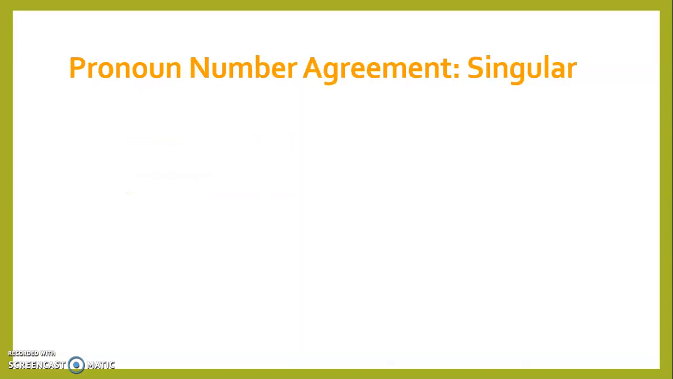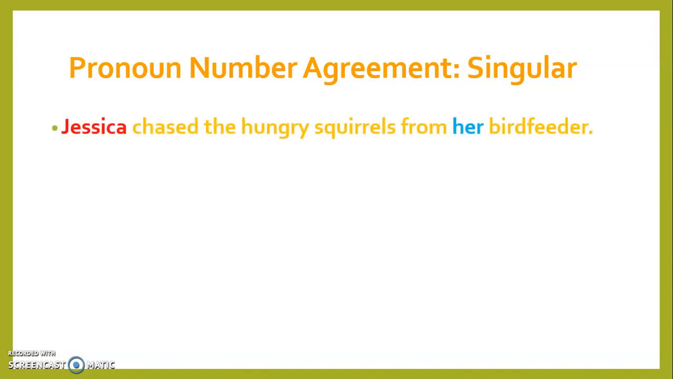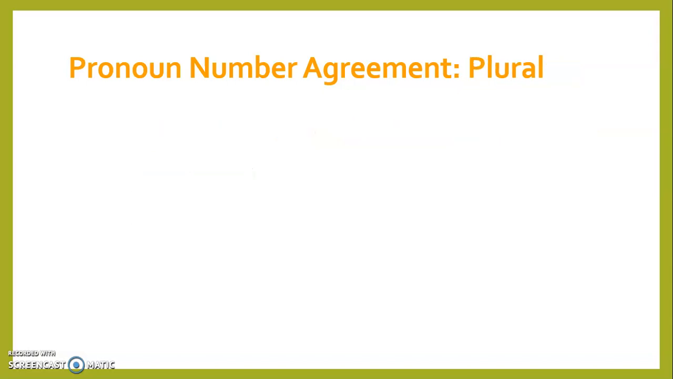Here's an example of correct pronoun number usage in the singular. Jessica chased the hungry squirrels from her bird feeder. Here our pronoun is her, and it's standing for Jessica. We don't have multiple Jessicas here. We just have one Jessica. So we would just use the singular form of the feminine third person pronoun her to stand for her. Pretty straightforward.